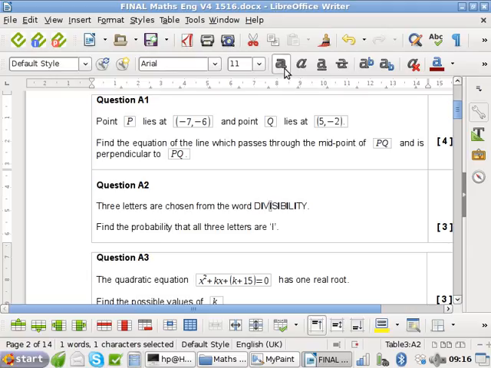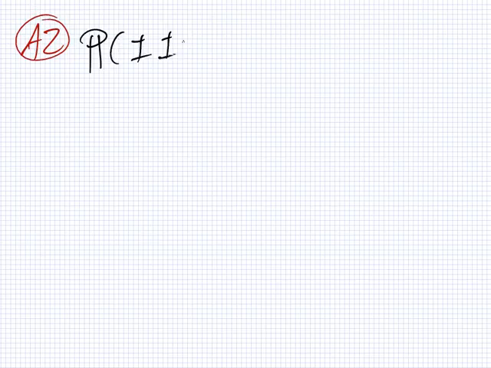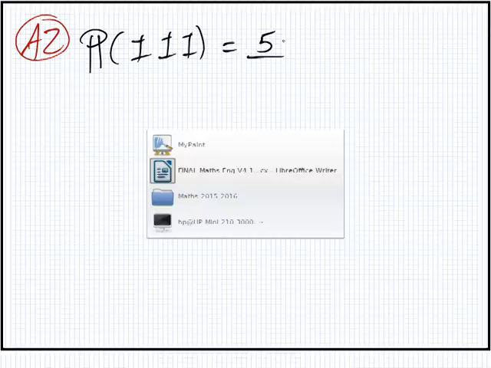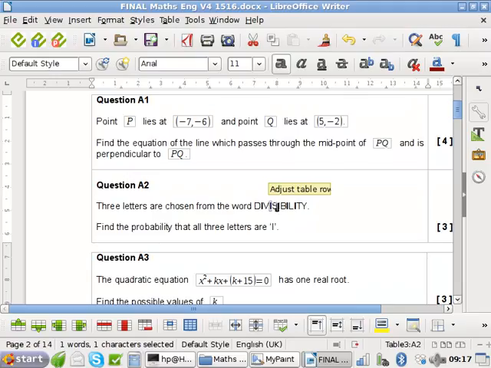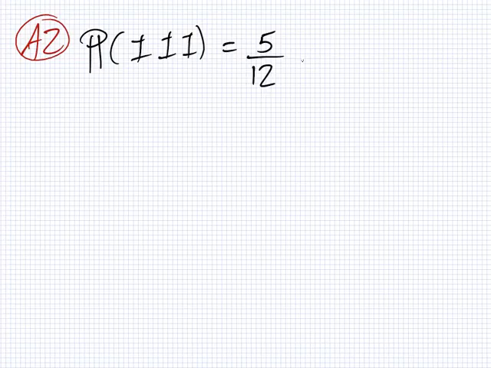Okay, so what's the probability that you get I? Well, what's the probability the first one is I? It'll be 5 over, now how many letters do we have? 1, 2, 3, 4, 5, 6, 7, 8, 9, 10. Is it 12, yeah? Okay, great. So the first one is 5 over 12. What would the next one be? 4 over 11. Very good. And the last one? 3 over 10. Very good.